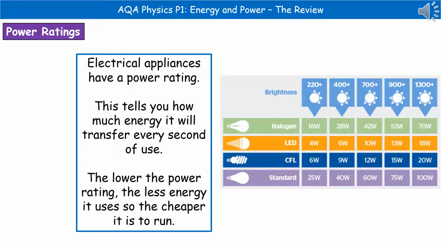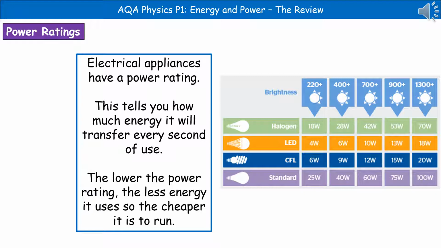What we actually find is that if you look at any electrical device, then they have a power rating on them. Now that power rating is going to tell you how much energy it's going to transfer every second that you use it. So in reality, what we can do is use those power ratings to identify appliances that are going to be cheaper to run. Because the lower the power rating, the less energy it's going to use each second, so the less energy you're going to pay for, meaning it will be cheaper to run it for a longer period of time.